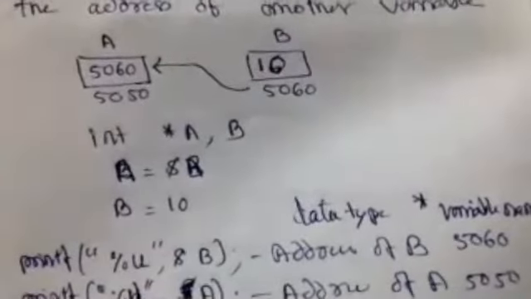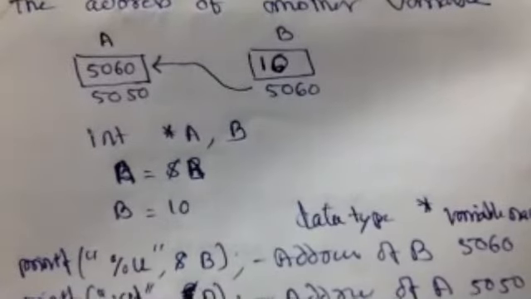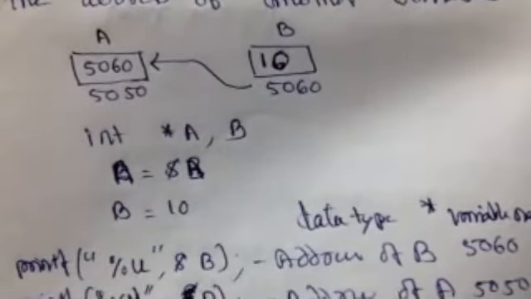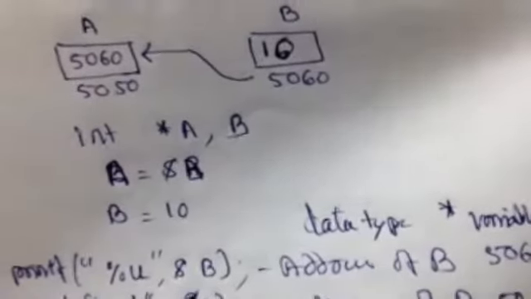Okay. Now, if this is clear, can you write down this thing? Int star A, B; A equal to ampersand B, then B equal to 10. Can you note it down? Yes, sir.